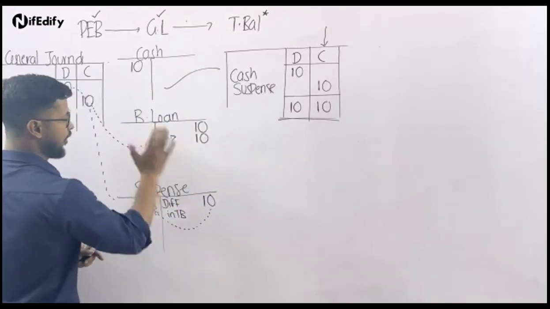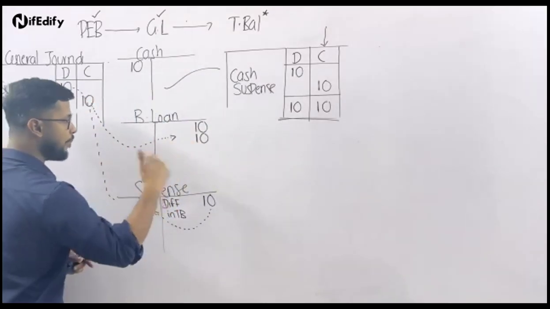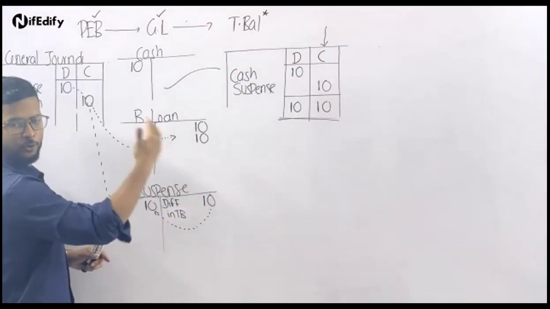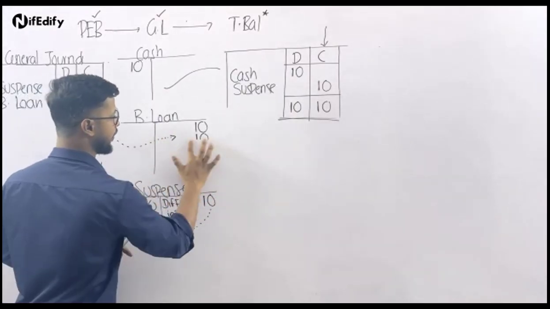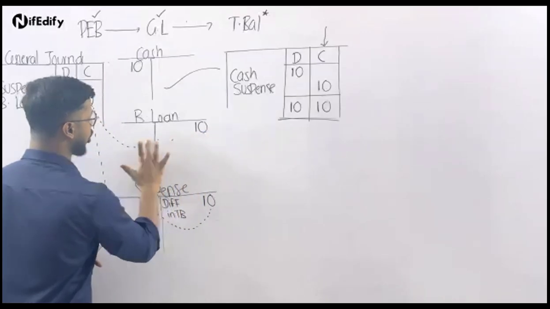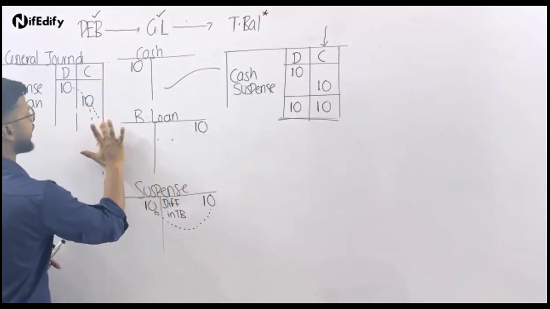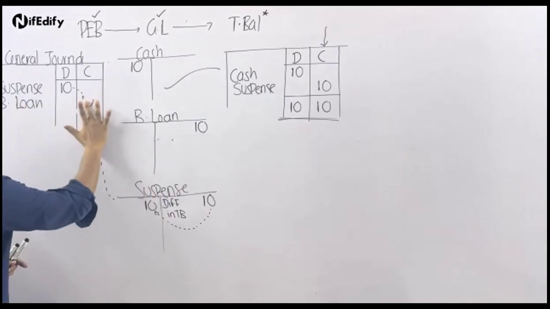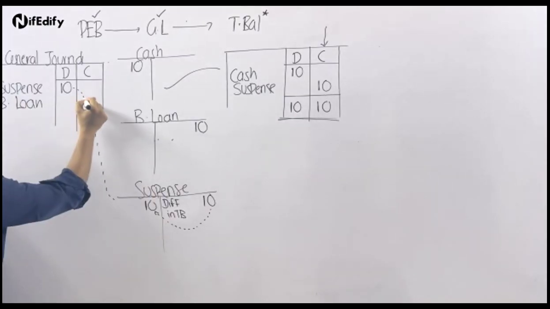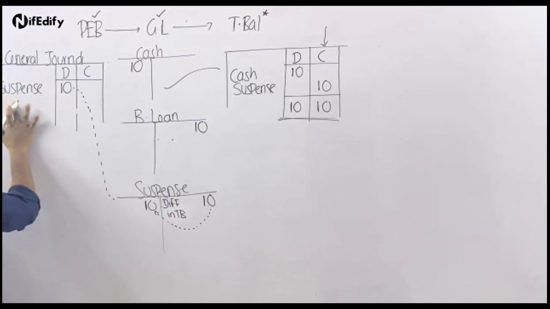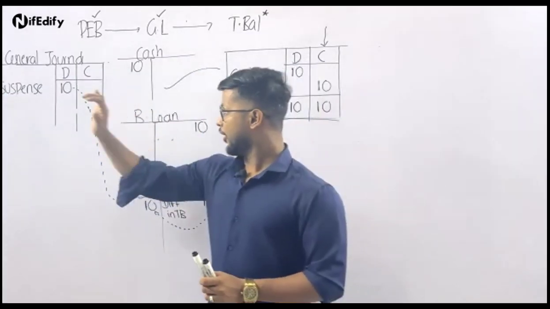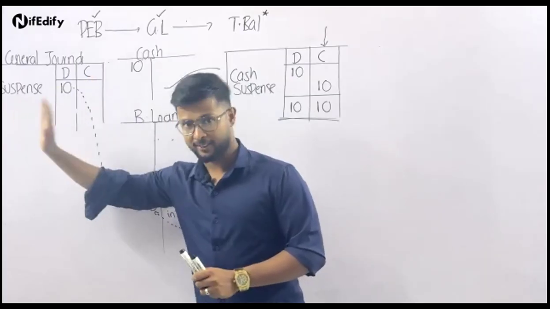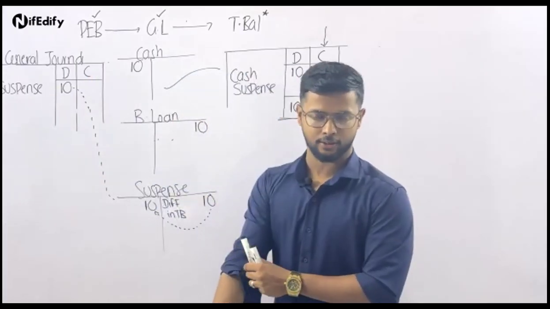So do you need to credit the bank loan account? You don't need to. Why? If you do so, bank loan will get duplicated. So please keep in mind, you don't make a contra entry. You just need to delete the suspense, and that's your answer. Your answer is suspense account debit, right? No more entries need to be made.